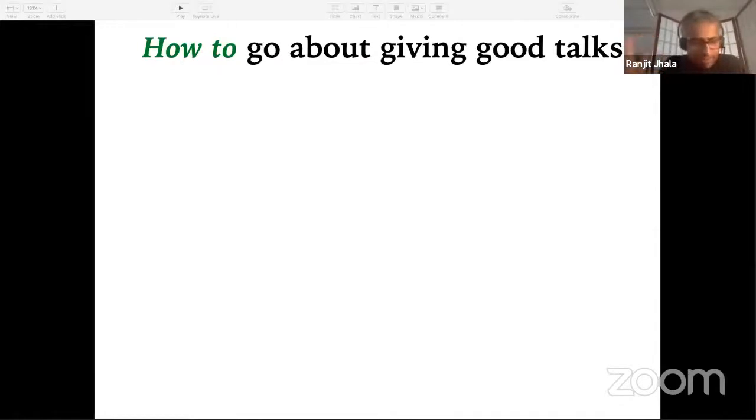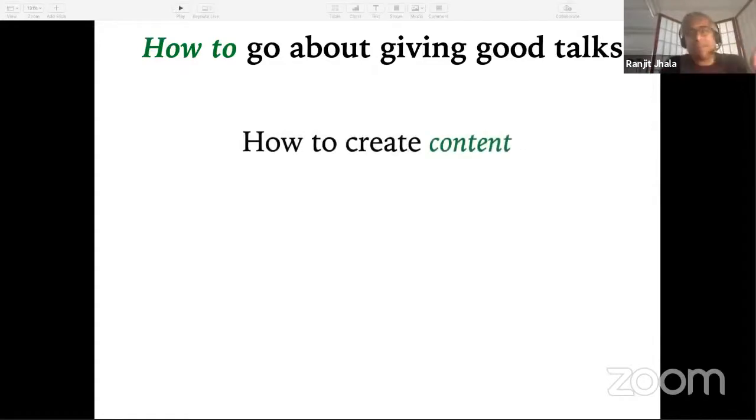Let's assume that you buy my proposition that you really must learn how to give good talks. This brings us to the question of, what does it mean to give a good talk? How does one go about giving good talks? To me, there are roughly three pillars of being able to give a good talk. The first, of course, is how can you create good content? Like, what are you even going to talk about? In a sense, this pertains to what kind of research you do, what kind of topics you select to do your research, etc.